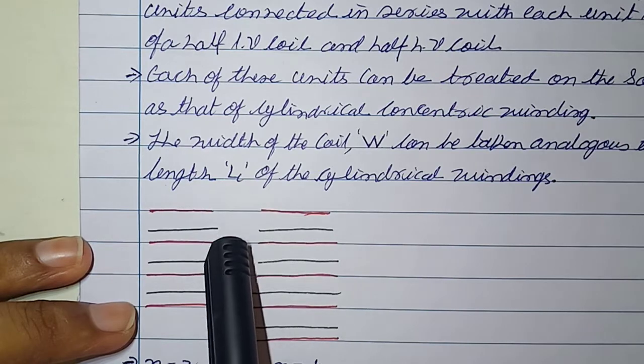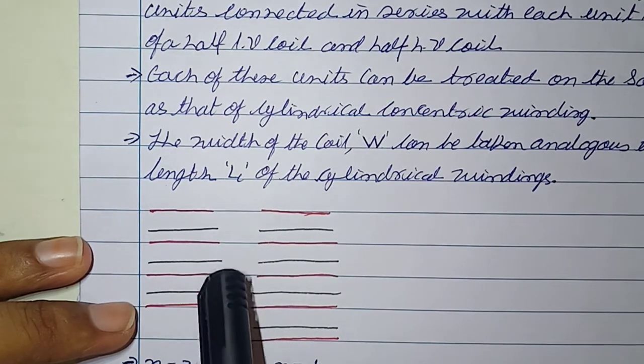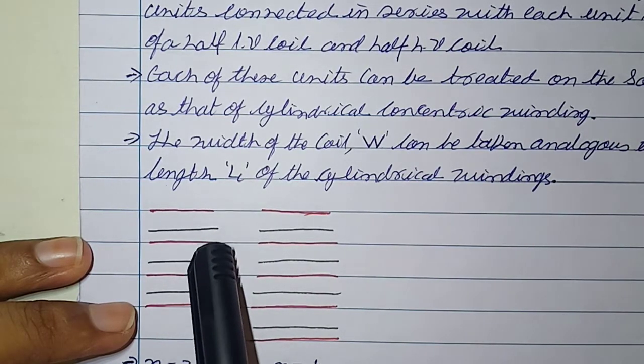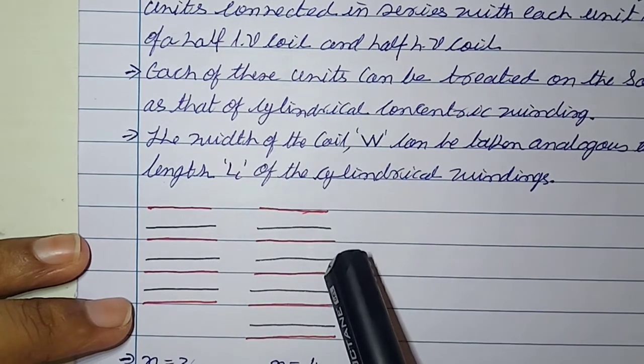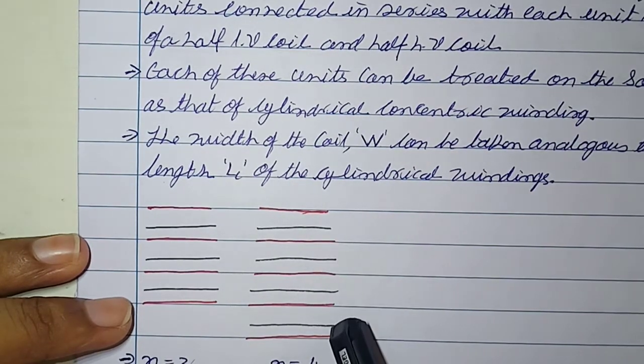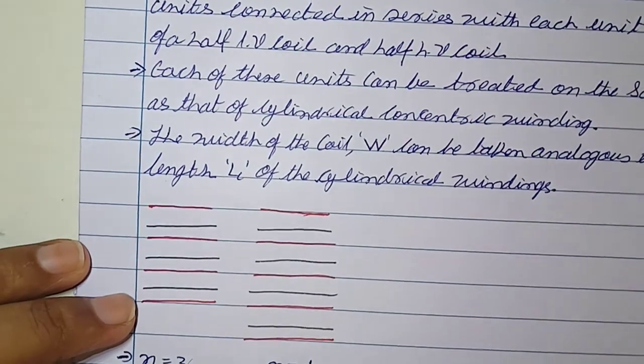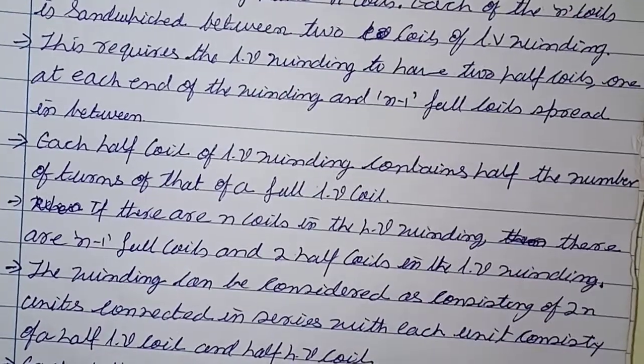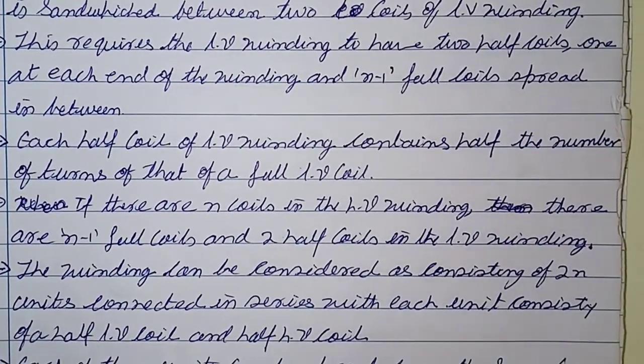So for 3 HV, we have 2 full LV and half LV on the ends. Similarly, if we have 4 HV, then that is 3 full LV and half LV on the ends. That is what is being told here.